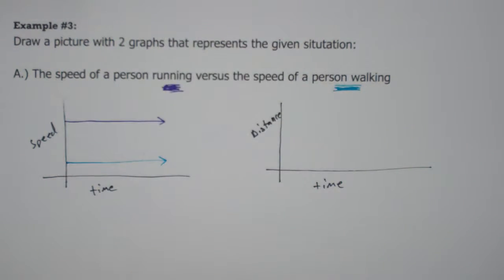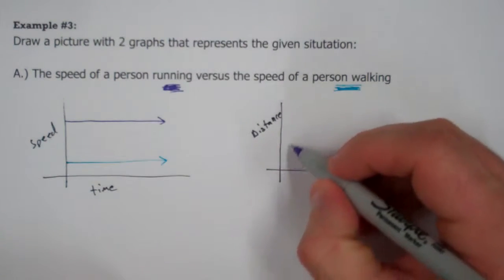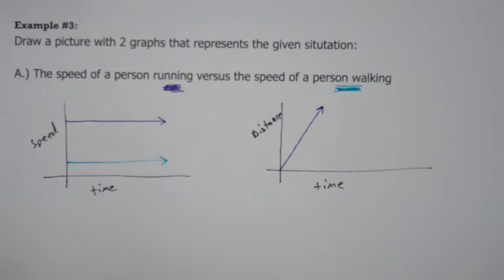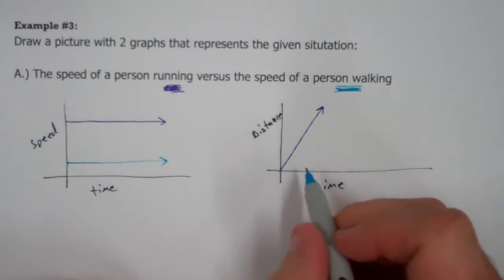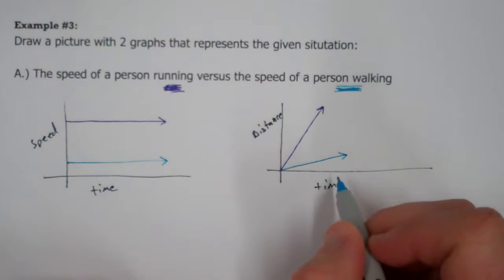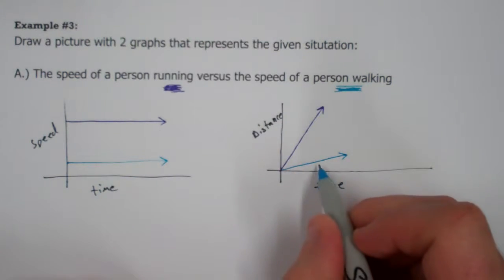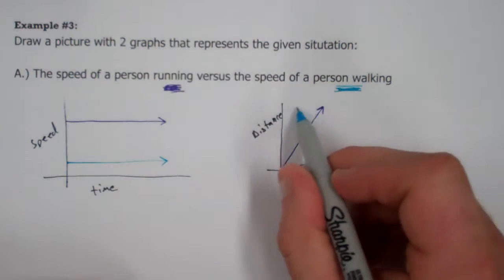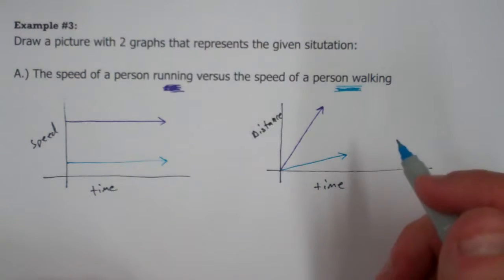If you thought about the distance though, for a given amount of time, the person that's going faster would go more distance. And so their graph might look something like this. And assuming that they start off at the same point, the distance that someone travels is not as great for a given amount of time if you're walking. So for this amount of time, the person walking would only go maybe 200 yards, and the person running would have gone 700 or 800 yards.